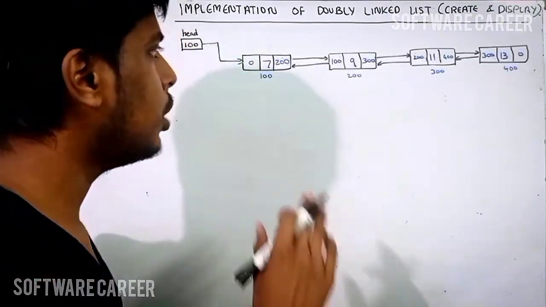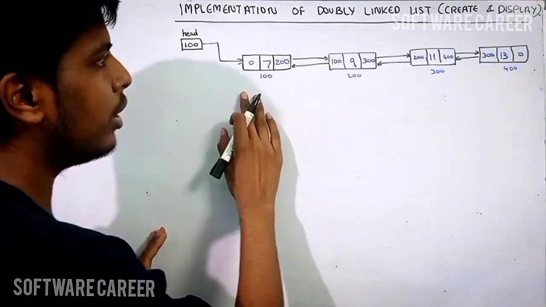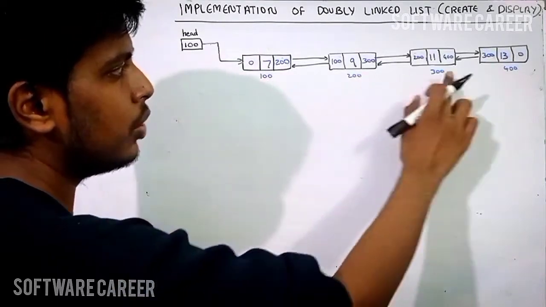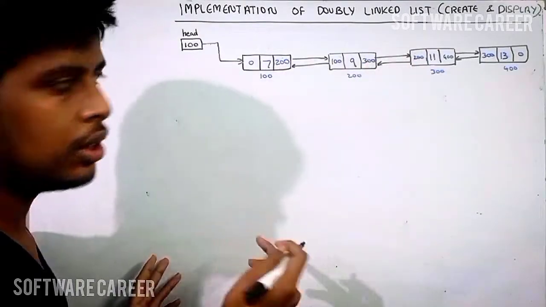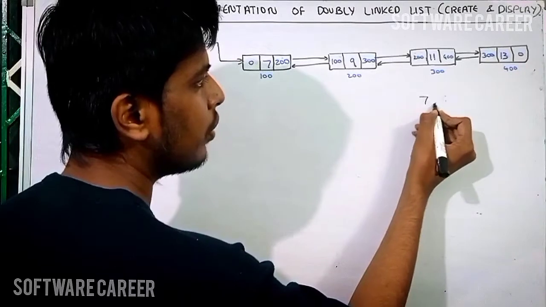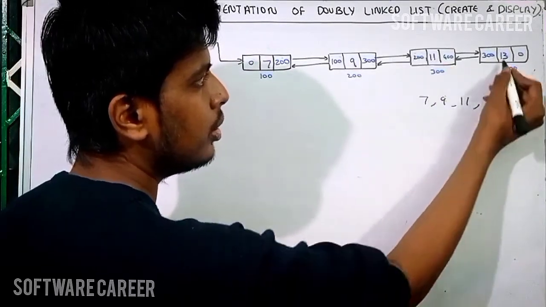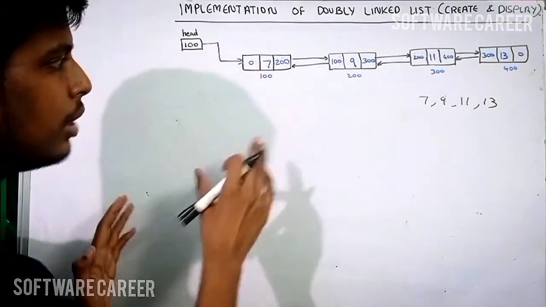Now I will teach you how to display all the elements present in the linked list. This is the doubly linked list and there are 4 nodes: first node, second node, third node, fourth node. Now you should display the elements present in these nodes. The data present in the first node is 7, so 7 should be printed, then 9, then 11, then 13. You should display these elements. How should you display?